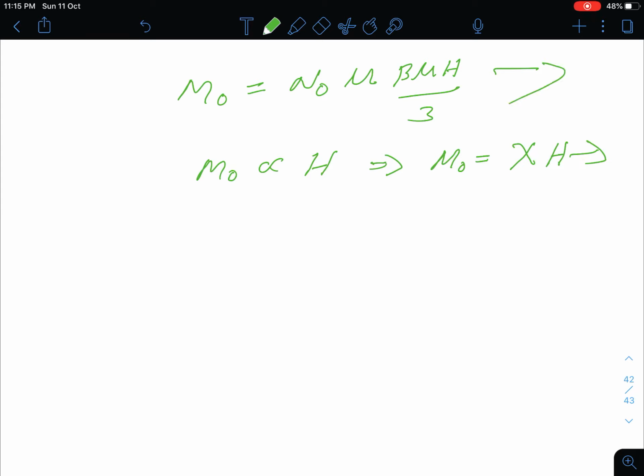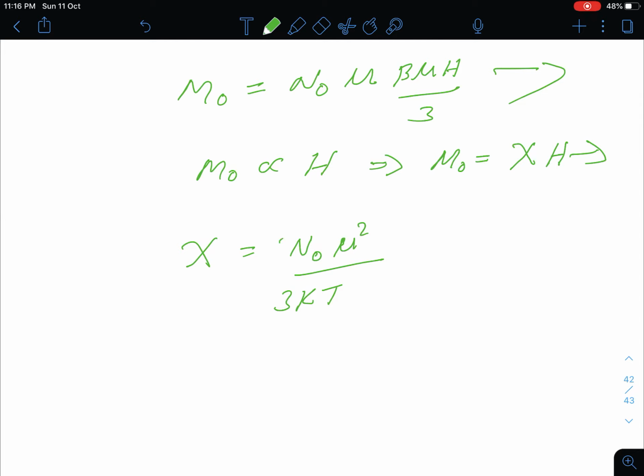Now you compare the left side of both the equations, these two equations. So now what can I write? Chi is equal to n0 mu square by 3 kT. Clear? n0 mu square by 3 kT.